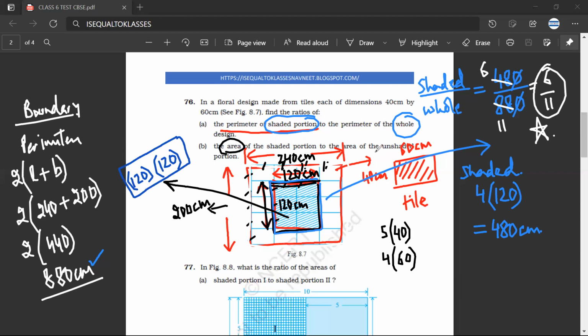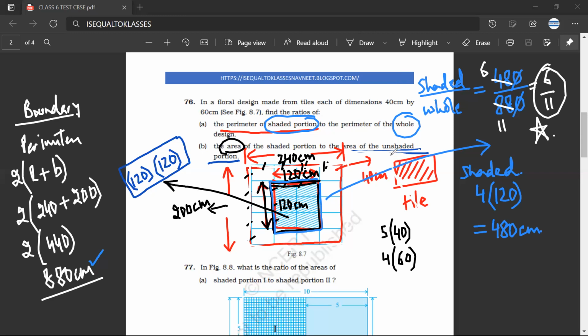Should I say the answer? No, Satya, what is the area of the unshaded portion? So 1 second, I'll find. You need to first tell me, Mr. Satya, how to do the question. How do I find the area of the unshaded portion? That is what you need to tell me.